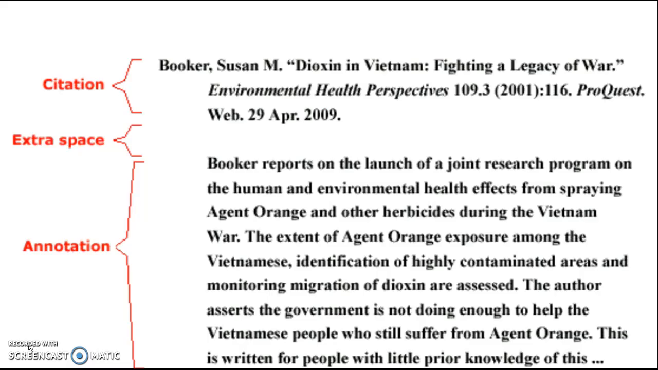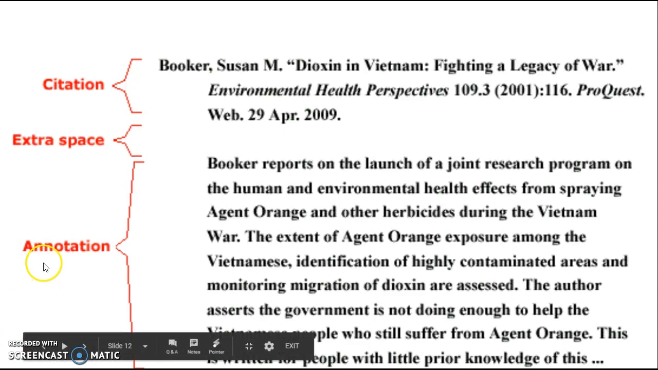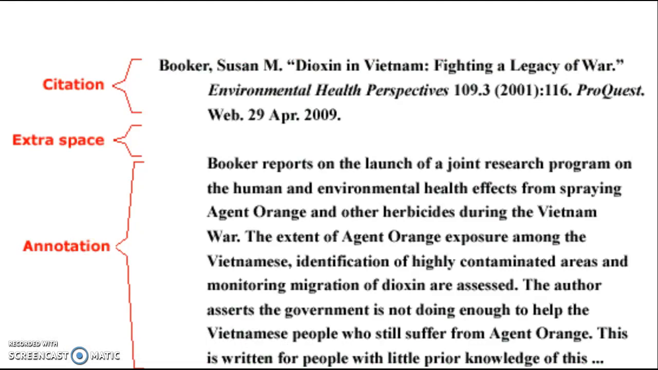So here is an example. You have your citation at the top, and then you skip a space, and then you have your annotation portion. What I would suggest is as you are researching and you find your source, that you immediately cite it correctly and immediately write out your annotation, because the last thing you want to do is come to the end of your project and go, oh no, I haven't done my annotated bibliography yet, and you're sitting here looking at your sources going, why did I pick this? It's so much better to do it in the moment.